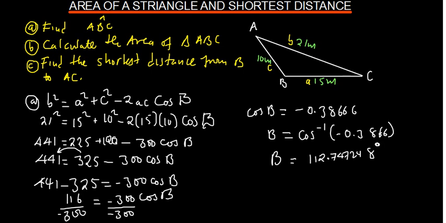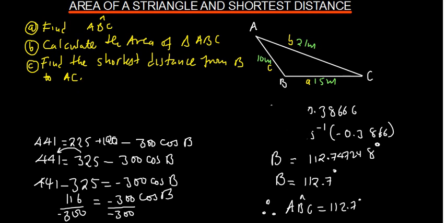So mostly you're supposed to leave your answer to three significant figures. But the paper is going to tell you mostly the angles, you leave them to one decimal place. So that will be 112.7. Okay, so this is going to be the answer. This is the angle B. You will now say therefore ABC is equal to 112.7 degrees. Is this okay? It's okay. Alright, so now you can go to the next one.